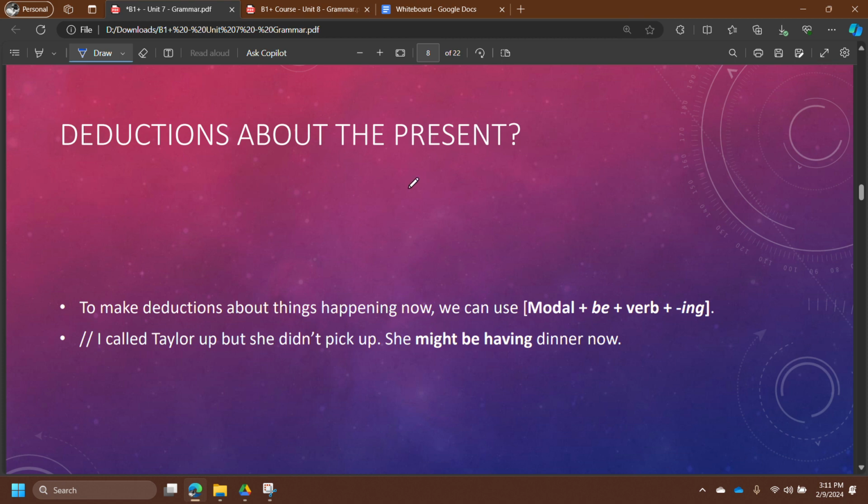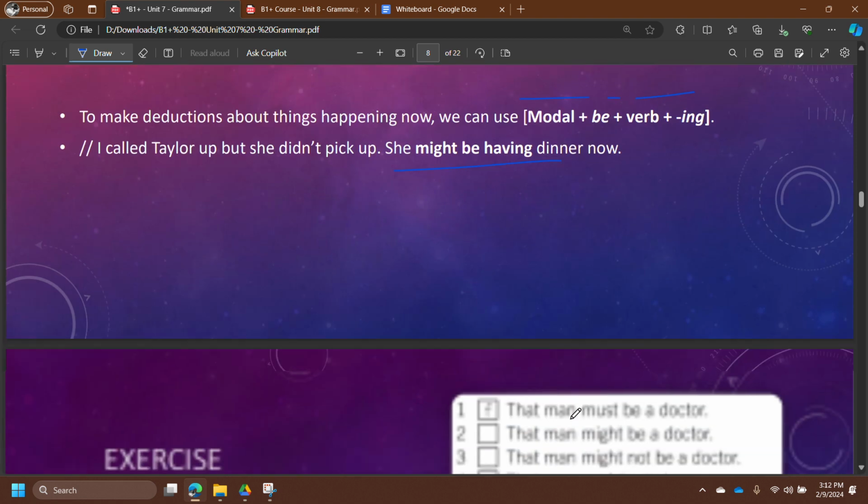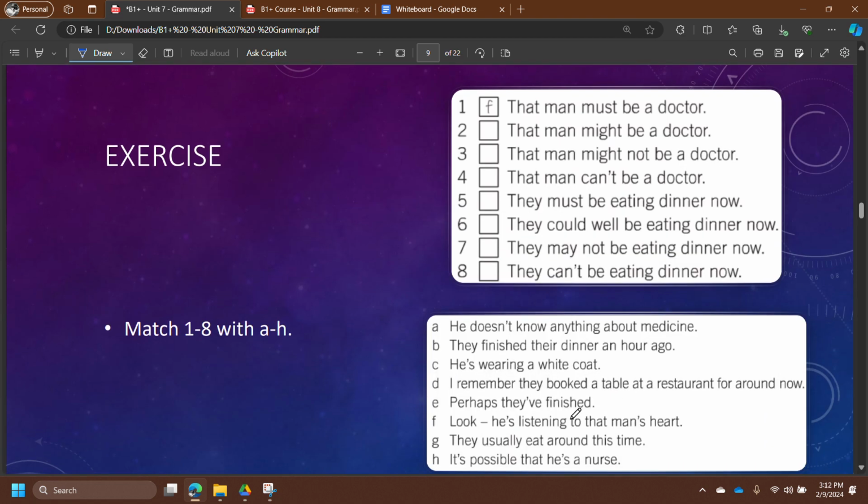Okay, deductions about the present. To make deductions, guys, about things happening now, we can use modal plus be plus verb-ing as well. For example, I called Taylor up, but she didn't pick up. She might be having dinner now. That's just a deduction about the present, something happening currently.